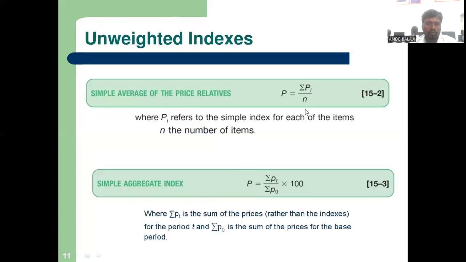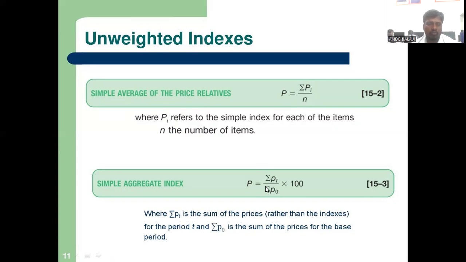So these are some formulas related to unweighted index numbers. This is the first formula, for simple average of the price relatives. It is represented by P equal to summation Pi divided by N. That means it is the ratio of the sum of the prices of the items and the number of items.